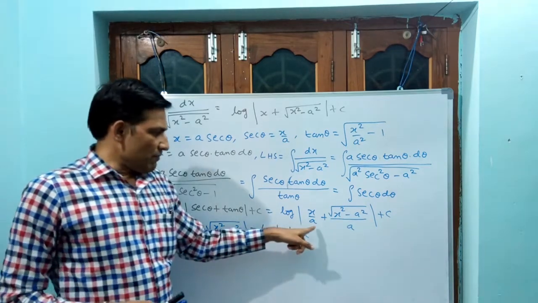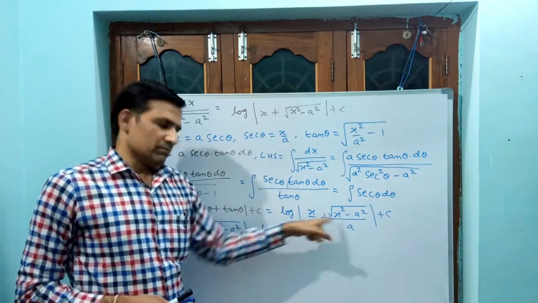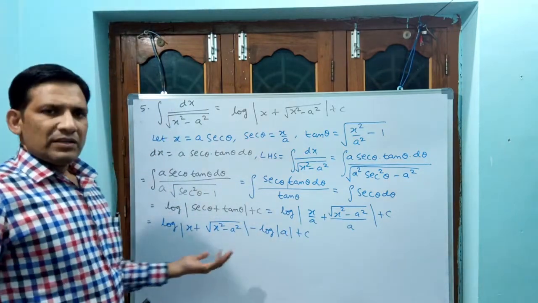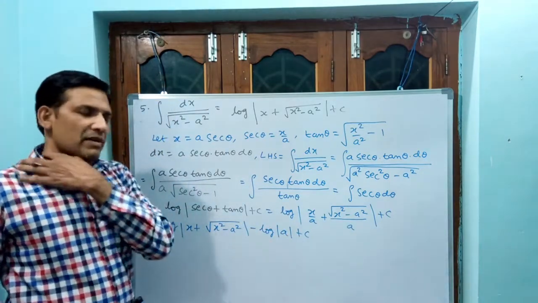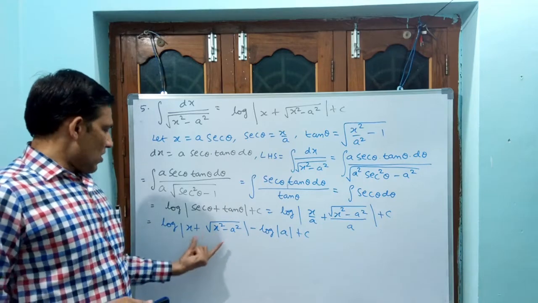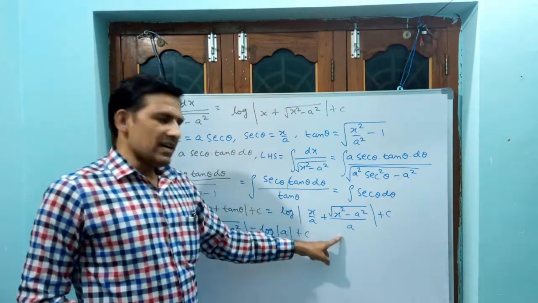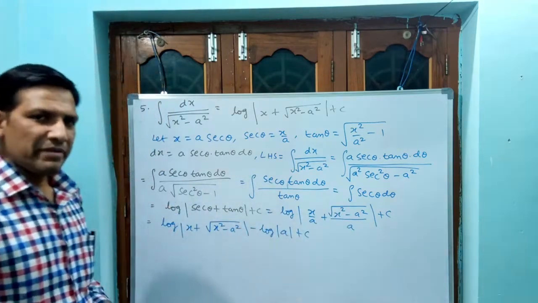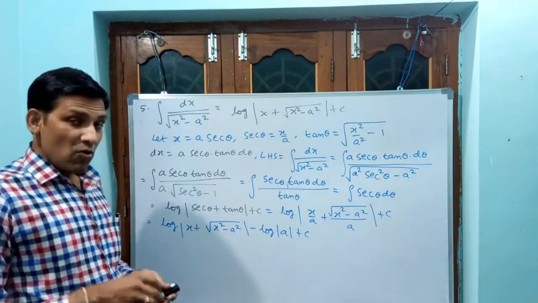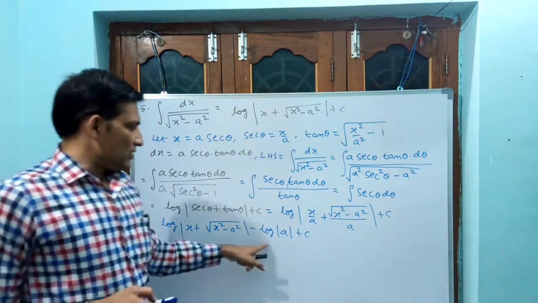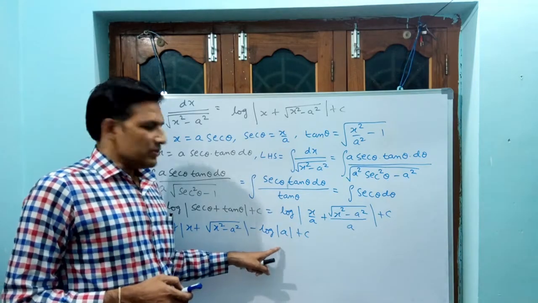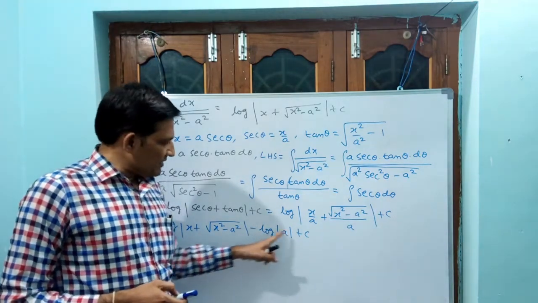Why? Because when a is there, it is like LCM. That LCM I have taken out, that's all. Why? Because here, log m minus log n is log of m by n, m divided by n. Like that we can write. Now you think this is a constant, log of a. There is no variable. We can mix this also in this.